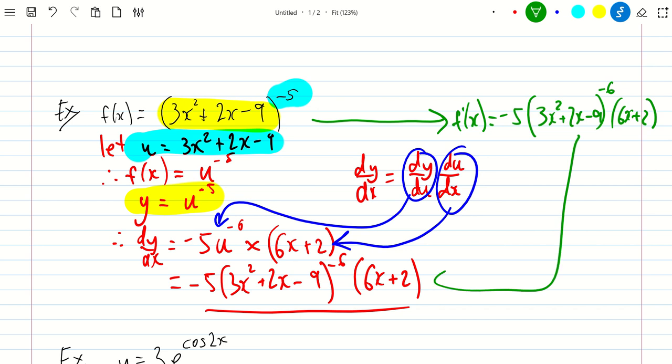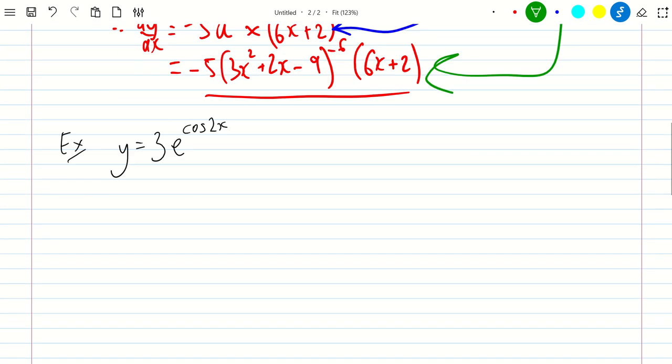As you can see, that's the same thing as that. That's all we've done. So the derivative of the outside is like -5x to the power of -6. You can sort of see that x is like that inside function there. That's all that's happened there, and then you multiply it by the derivative. Hope that makes sense. Let's just do another one.